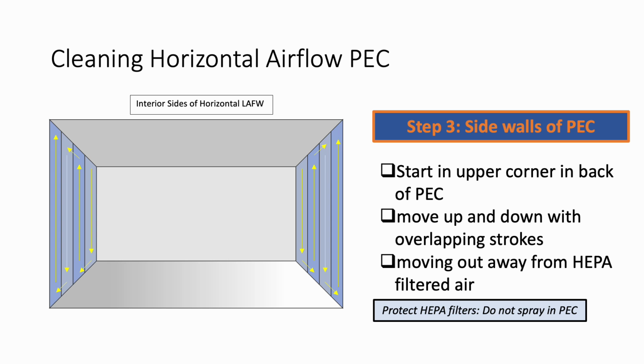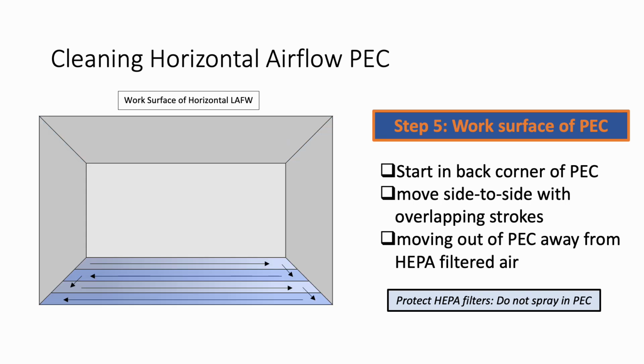Next, we'd want to clean the side walls of the hood. Again, starting in one of the sides in the upper hand corner, moving down, moving forward and back up with overlapping strokes and outward. Then you'd repeat that with the other side of the hood using a different wiper. Then finally, you'd clean the work surface by starting in a back corner, moving side to side and forward with overlapping strokes and away from HEPA-filtered air.